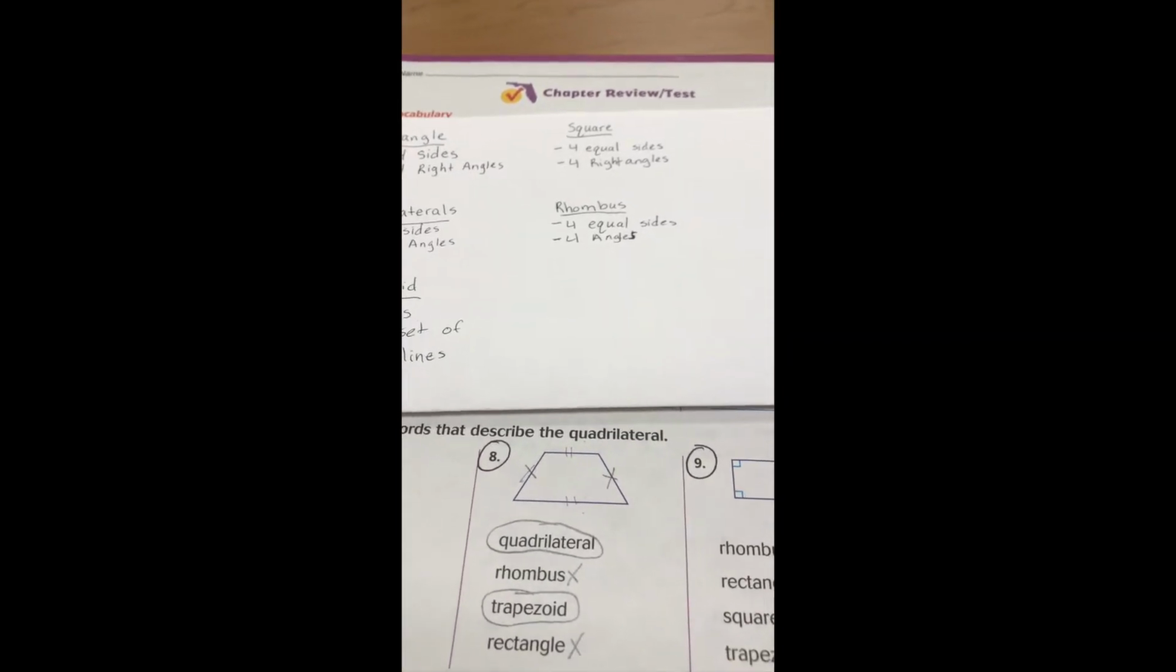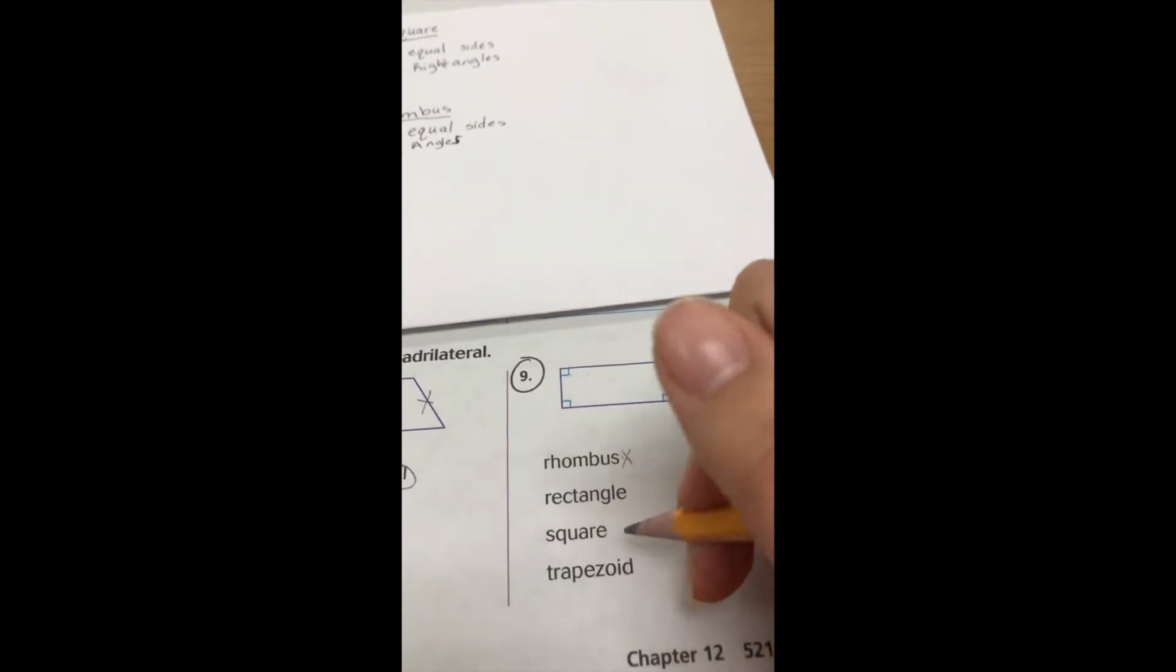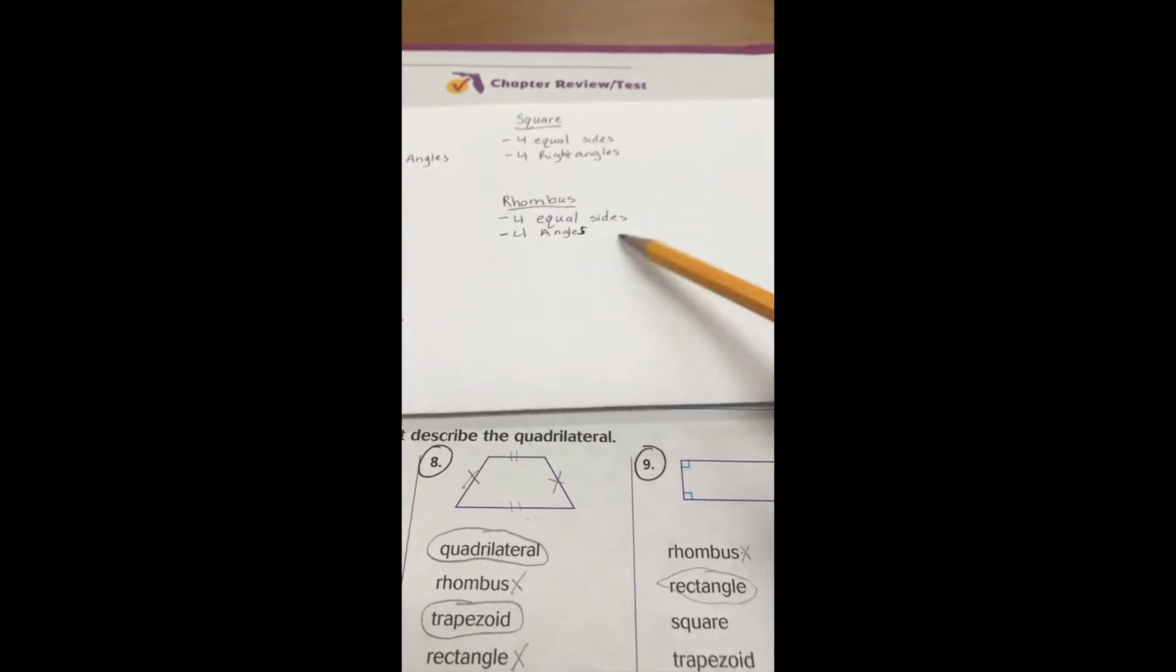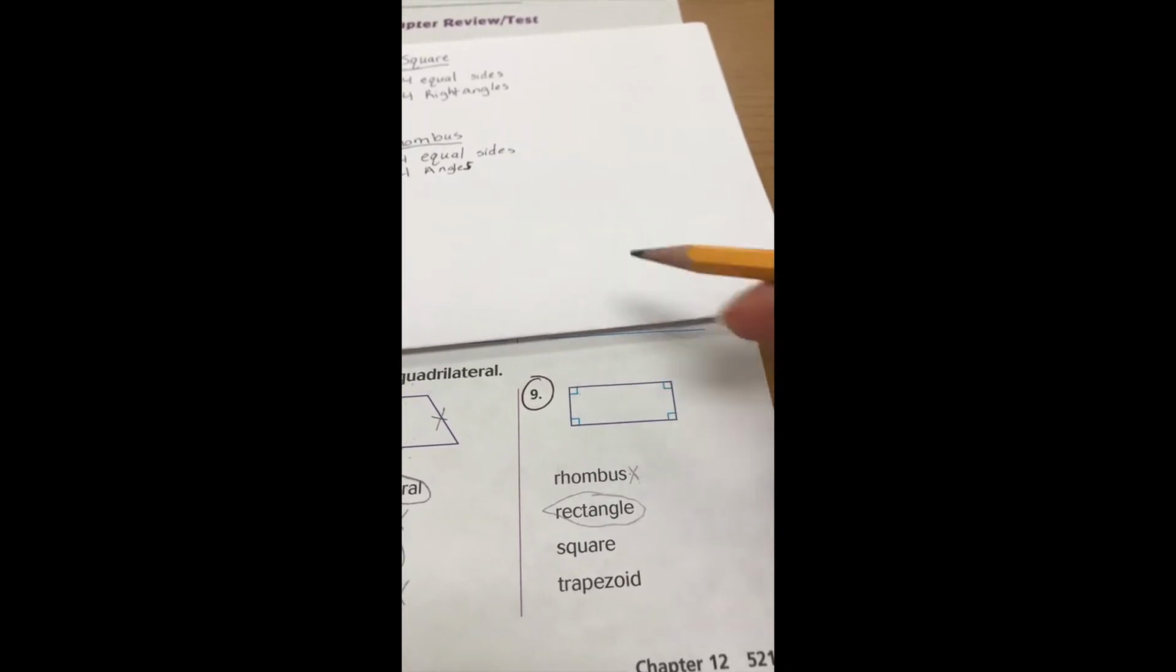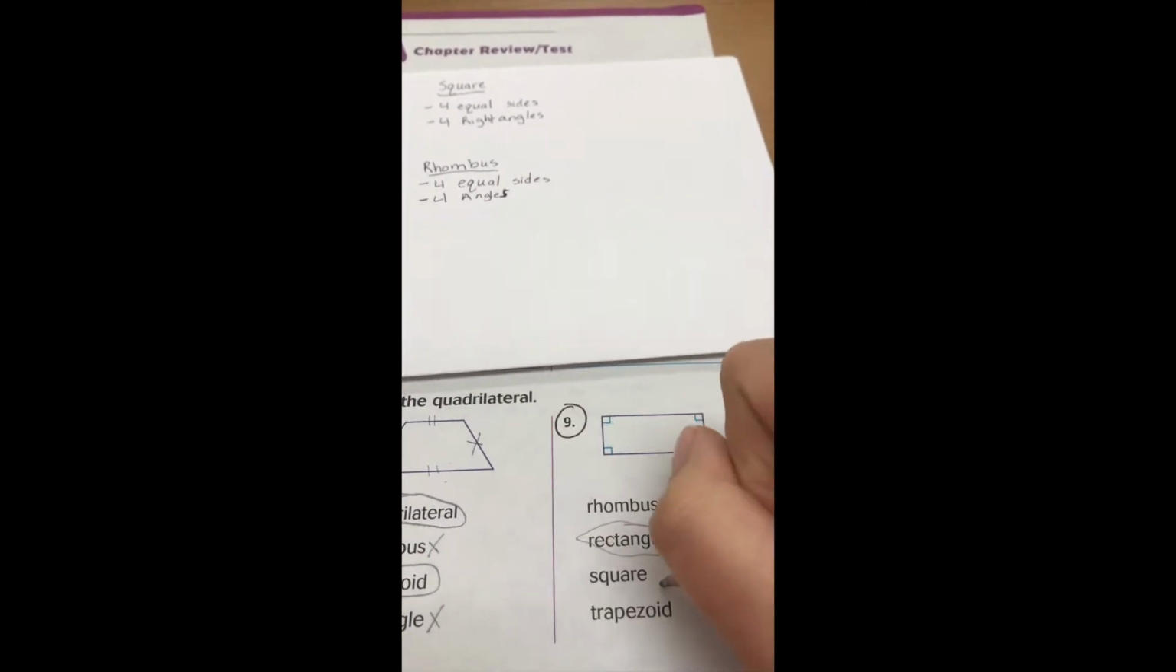Let's see if it fits the rule for rectangle. Rectangles have 4 sides. Yep, we have 4 sides. And 4 right angles. If you look, this lets you know it's a right angle. So this does work for being a rectangle. How about a square? 4 equal sides. That means all of the sides have to be the same size, and these are not the same size. This is longer than this, so it is not a square.